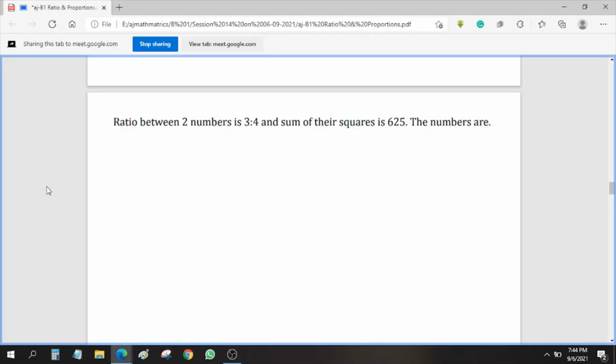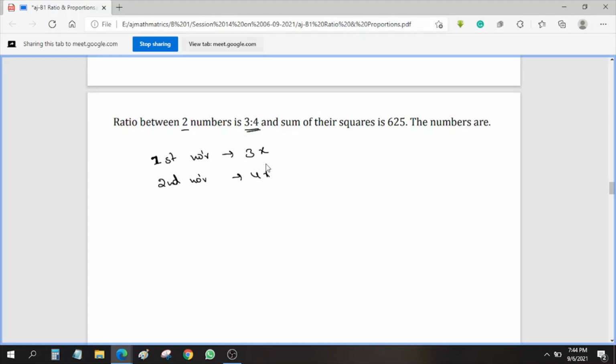So coming to the second question: the ratio between two numbers is 3:4. So what are the two numbers you can assume? I already told you, if you split the ratio, you can take it as x. So the first number is 3x and the second number is 4x. You need to take x constantly because we are splitting the ratio.